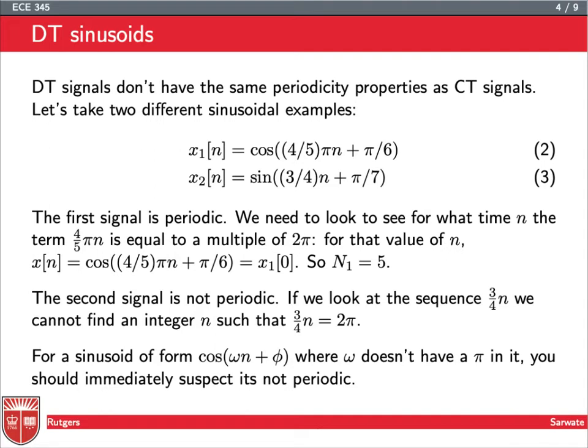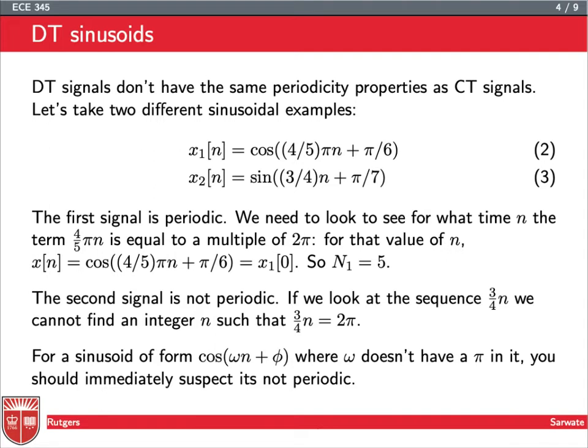for the term multiplying the n, we want to know what value of n makes that term equal to a multiple of 2 pi. So 4/5 pi times n for some n has to be a multiple of 2 pi. In that case, it's 5. When n is equal to 5, we get 4 pi. That's a multiple of 2 pi, and that's the same as if n is equal to 0. So that's where the signal starts repeating itself. Here, the fundamental period is n1 equals 5.